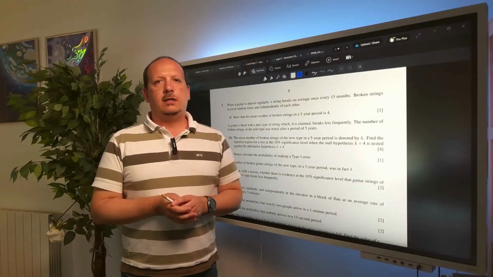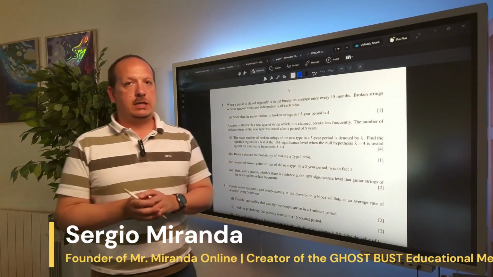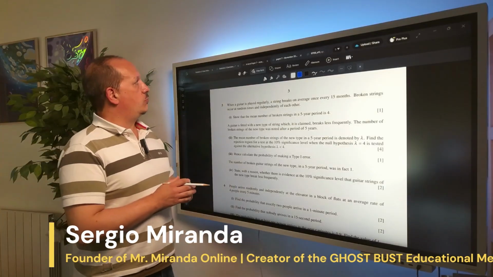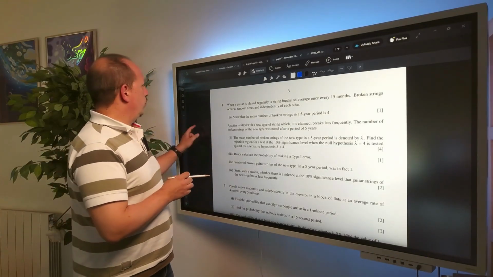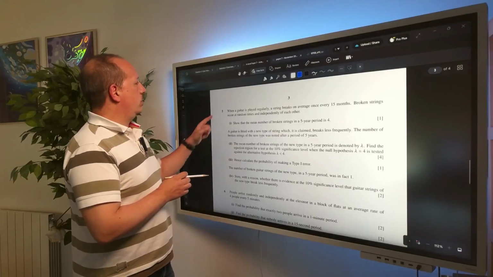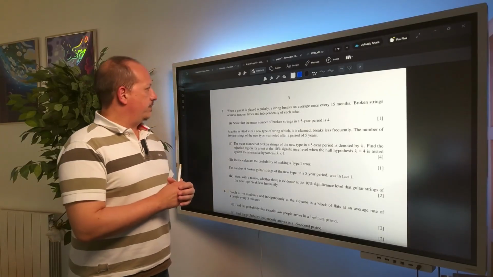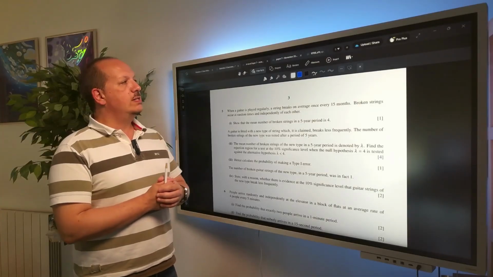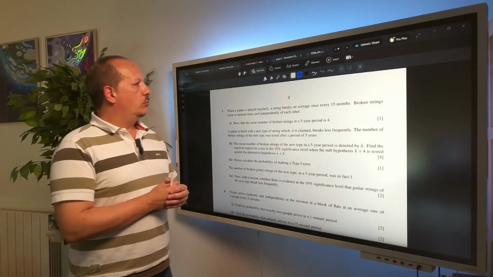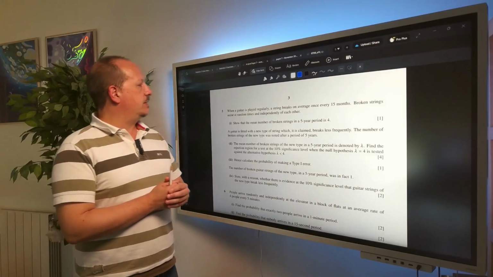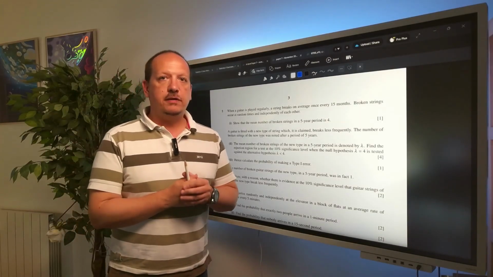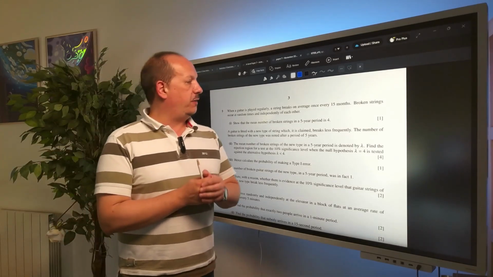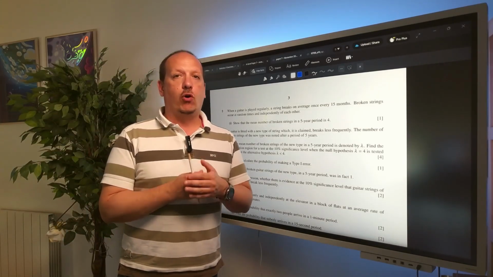Let's now look at a few exam questions regarding this first lesson on Chapter 5. The first is Paper 7, June 2008, Question 5. It says: when a guitar is played regularly, a string breaks on average once every 15 months. Broken strings occur at random times and independently of each other. Show that the mean number of broken strings in a 5-year period is 4.